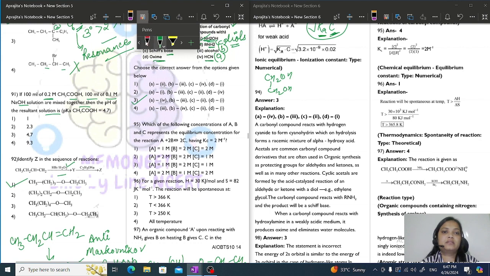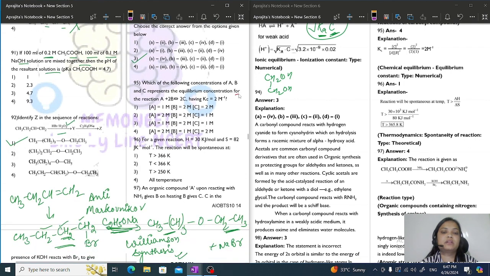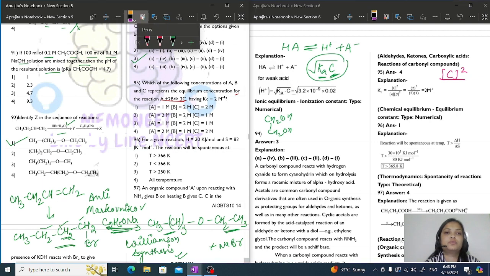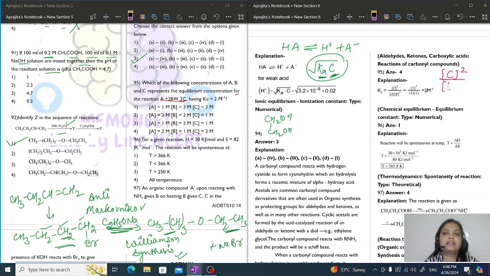Next up, question 95. Which of the following concentrations of A, B, C represent the equilibrium concentration for this given reaction? For this reaction, the equilibrium constant would be the concentration of C raised to power 2, because the coefficient is 2 in this case. Then it's A and then B square. So the value given is 2 in this case.